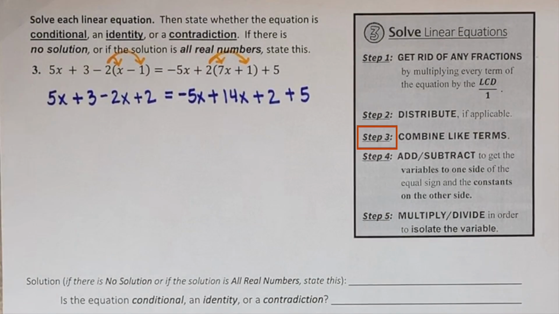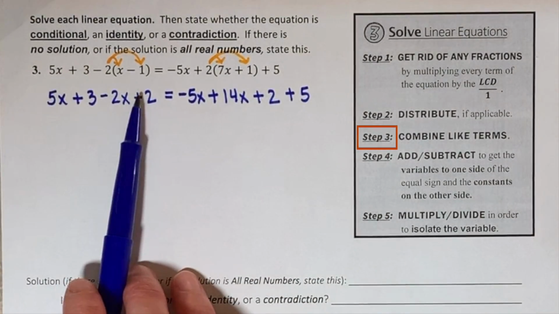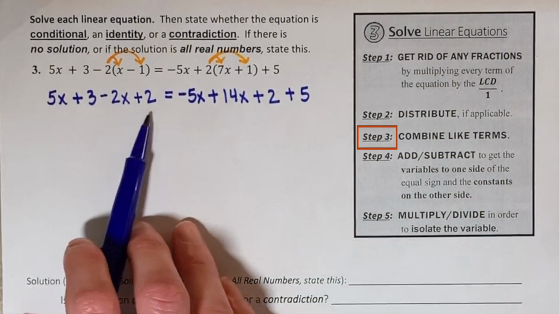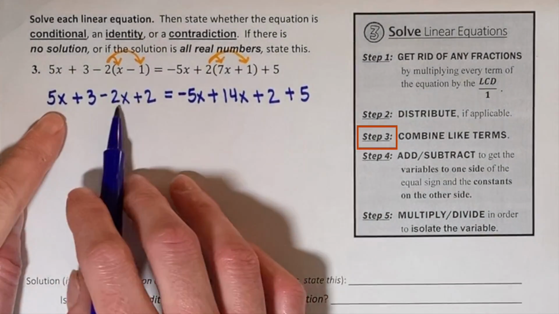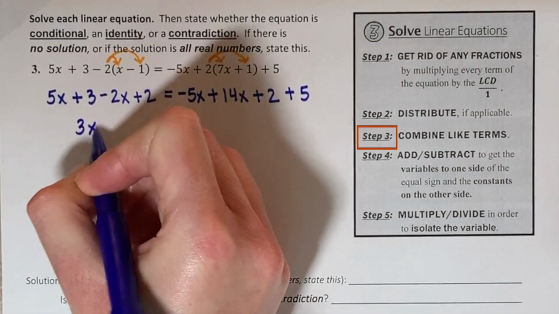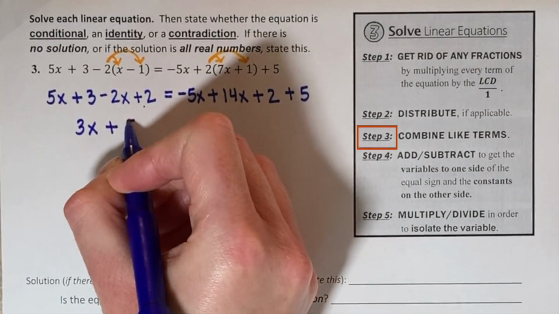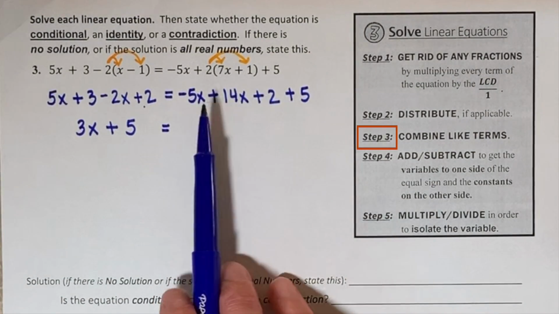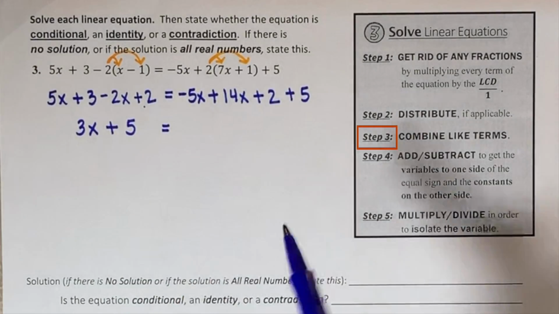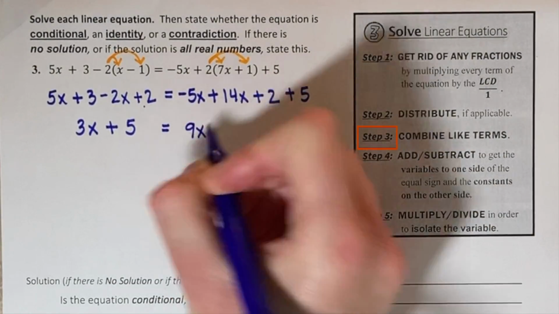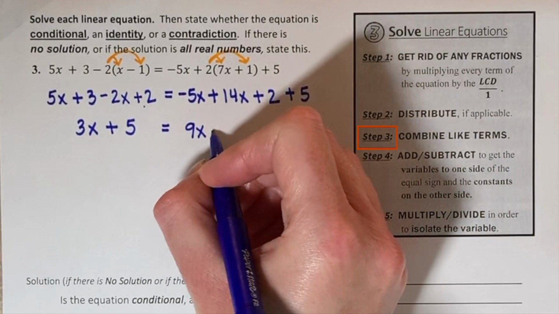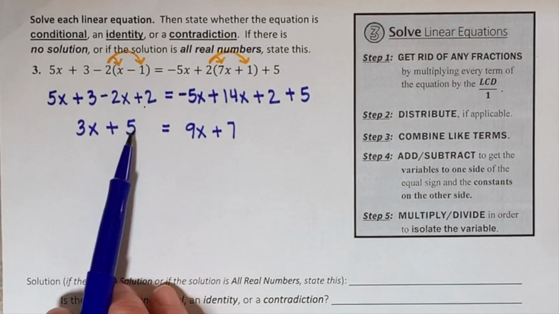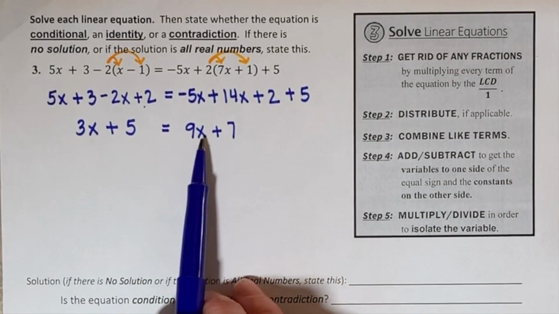For step number 3, we're still working on the left side independently and on the right side independently. Let's look at the left side and combine any like terms. 5x minus 2x gives us 3x, and 3 plus 2 will give us a positive 5. Now let's combine any like terms on the right side. Negative 5x plus 14x will give us a positive 9x. And then 2 plus 5 will give us a positive 7. In steps 2 and 3, we're simplifying the left side separately and the right side separately.